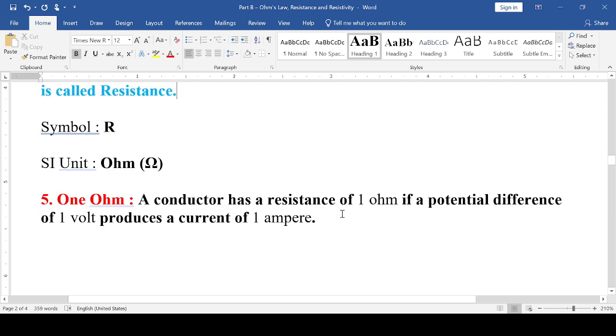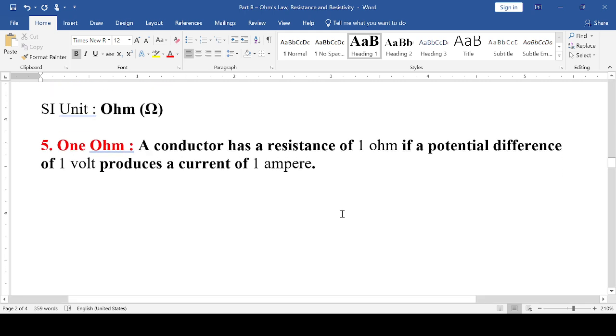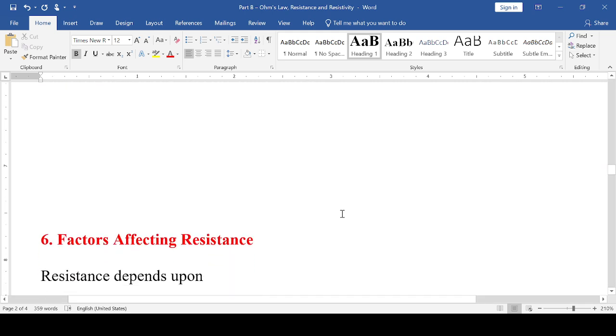So how do you define 1 ohm? A conductor has a resistance of 1 ohm if a potential difference of 1 volt produces a current of 1 ampere. If a resistance is 1 ohm, then the potential difference of 1 volt is going to produce a current of 1 ampere.